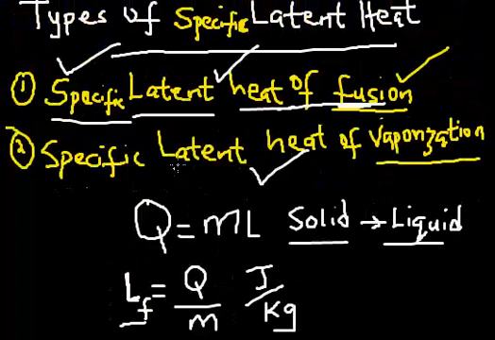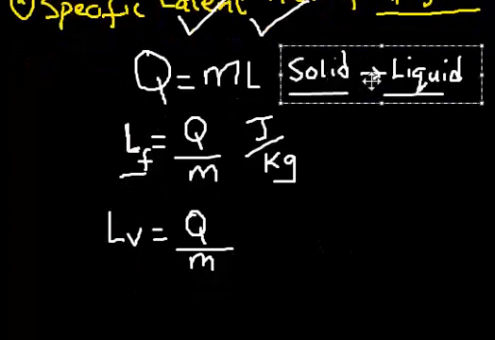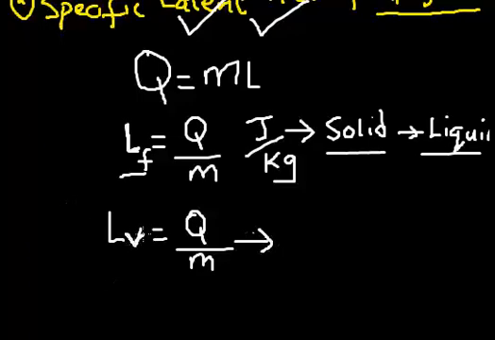If I want to define specific latent heat of vaporization, it's still the same way, so I'll define it the same way. I will simply say that specific latent heat of vaporization is the quantity of heat energy required to change 1 kilogram of a substance from, this time around, its liquid state to gaseous state.